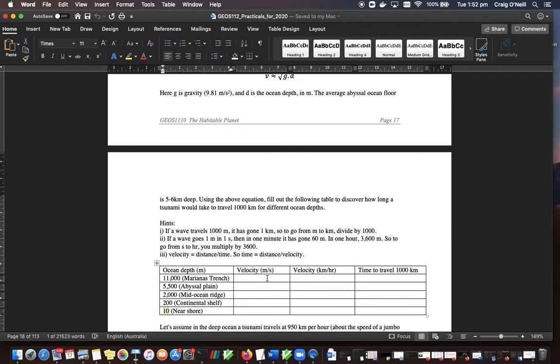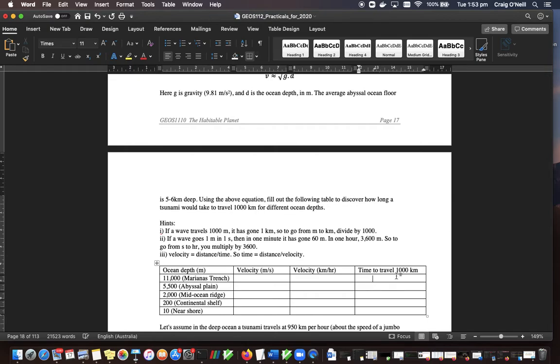Once you've worked that out, we want you to convert that to kilometers per hour. The way in which you do that, as you read in the hints, is you divide by 1,000 and then you multiply by 3,600. So take your answer here, which should be 300-ish meters per second, divide that by 1,000, times it by 3,600, and you should end up with a velocity somewhere in the order of over 1,000 kilometers per hour or so. So if you've got the ballpark for that, do that for each of these different ocean depths.